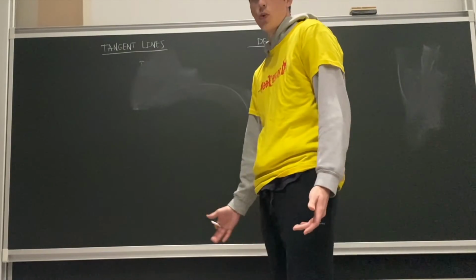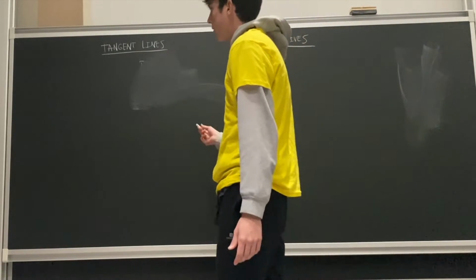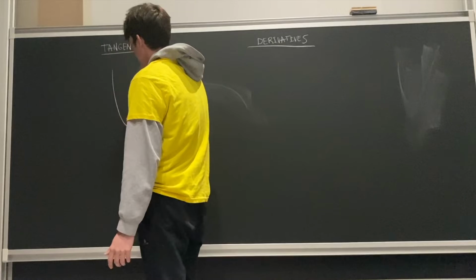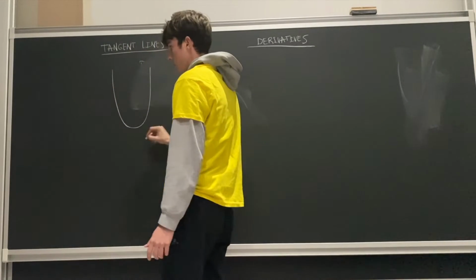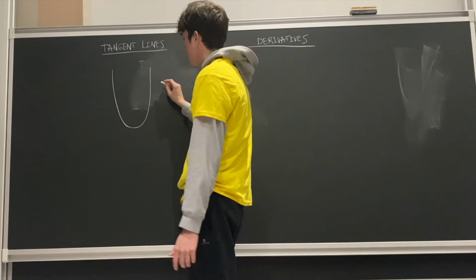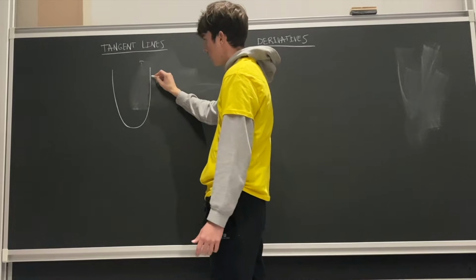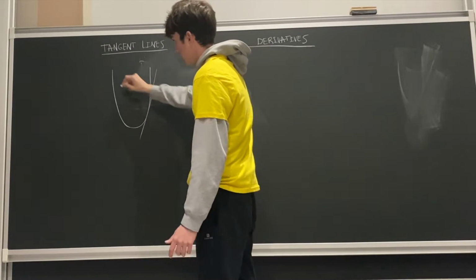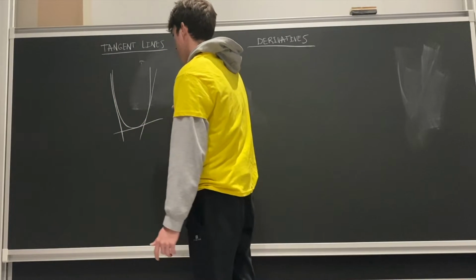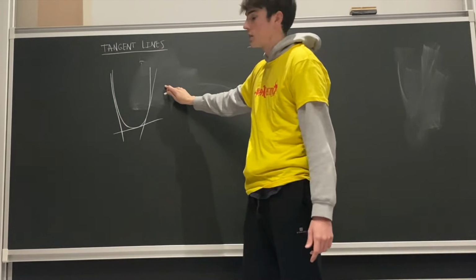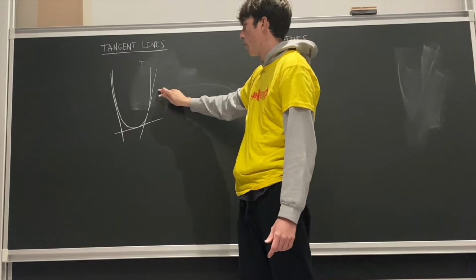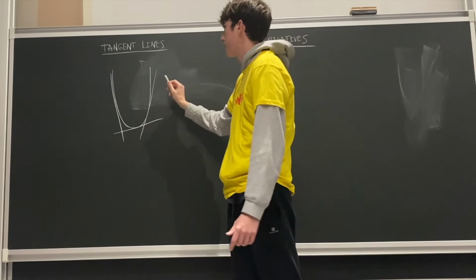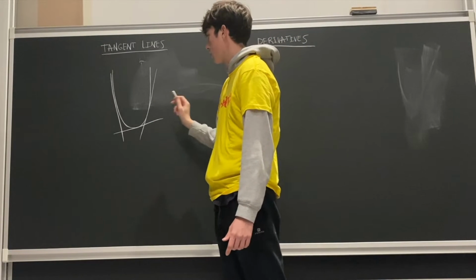So to start off, what are tangent lines? When you have a curve, you have infinite points in this curve, right? And each point on the curve has a tangent line attached to it. So here there are infinite tangent lines. Here's one, here's another, here's another. And these tangent lines show the slope of the curve at each point.